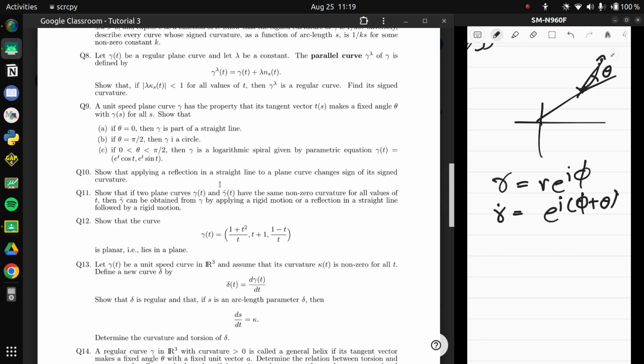Show that first, if theta equal to 0, gamma is a part of a straight line, theta equal to pi by 2. So basically, based on theta you want to figure out what curve you are getting. Okay, I see. So basically just solve this equation, right? I see.